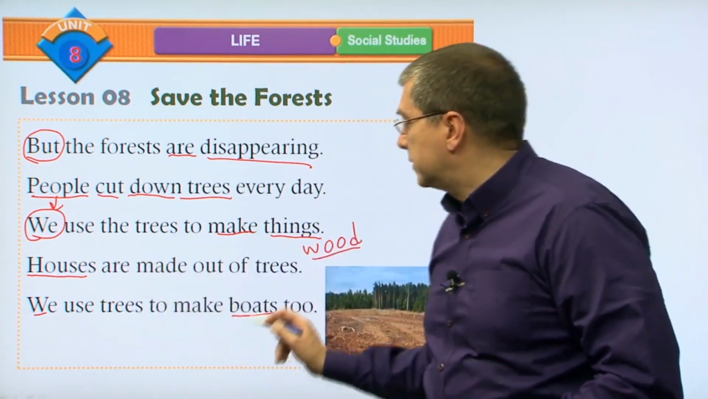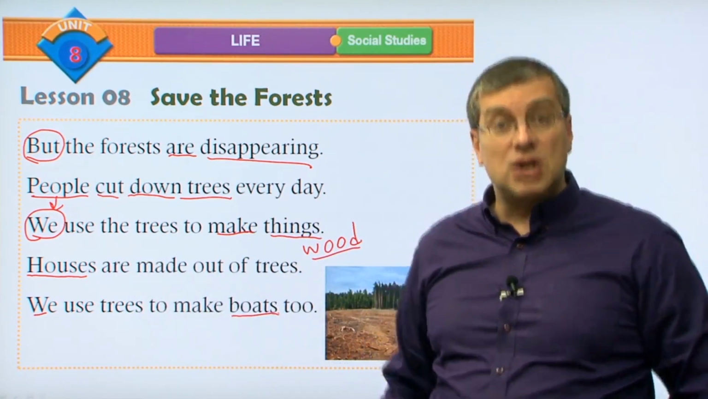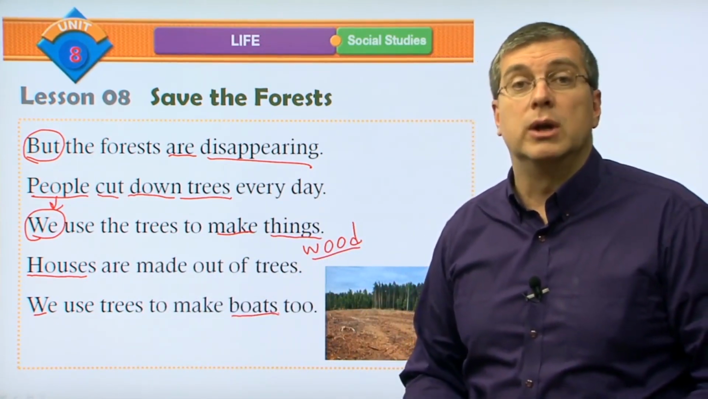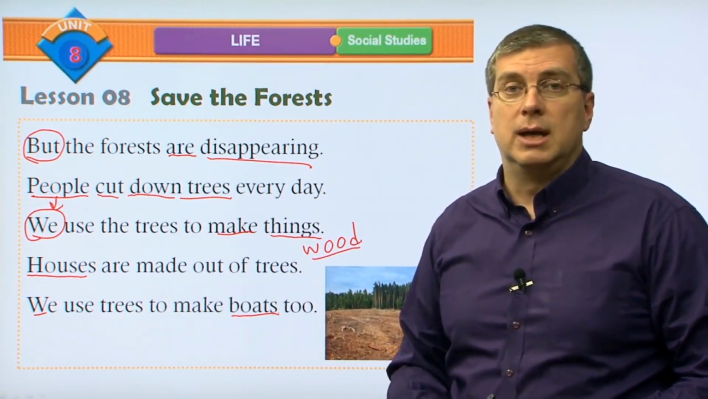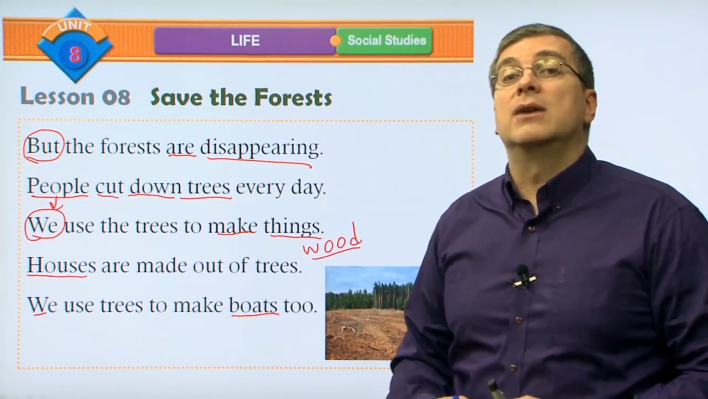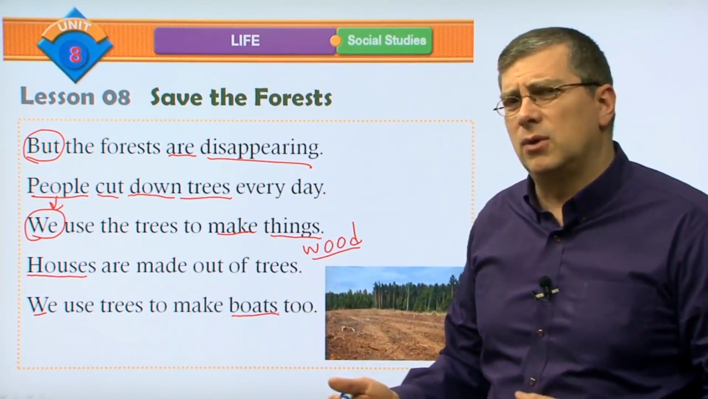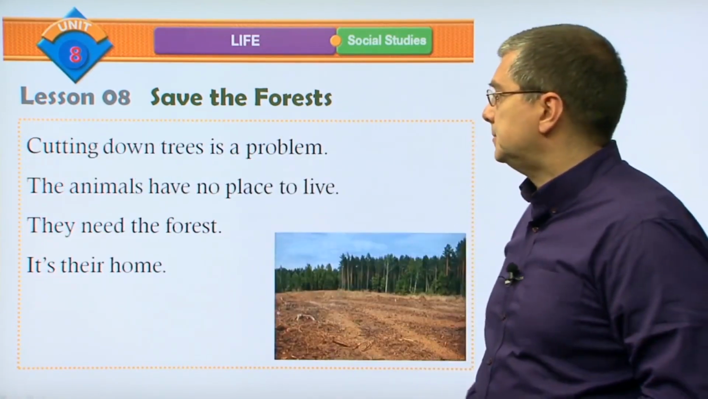We make houses, we make boats, we make furniture like a chair. Lots of furniture is made from wood also. Paper. We make paper from wood. We use trees in a lot of different ways. So we need trees, but we have to be careful to make sure not all the forests will disappear.